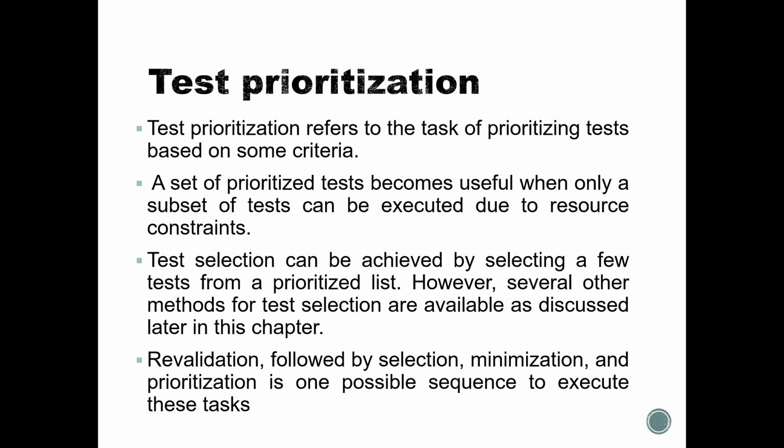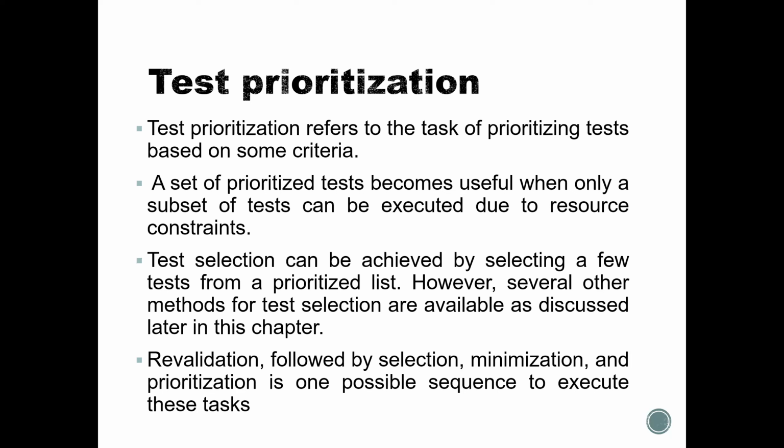So the next thing is test prioritization. Prioritization refers to the tasks with the help of which we prioritize tests based on certain criteria. We say that a set of prioritized tests becomes useful when only a subset of tests can be executed due to a resource constraint. And test selection can be achieved by selecting fewer tests from this prioritized list.